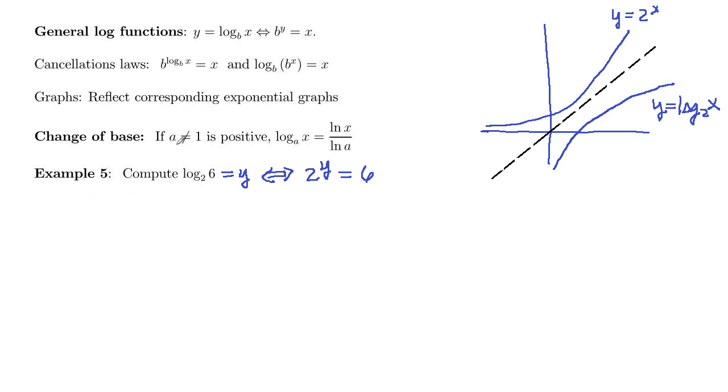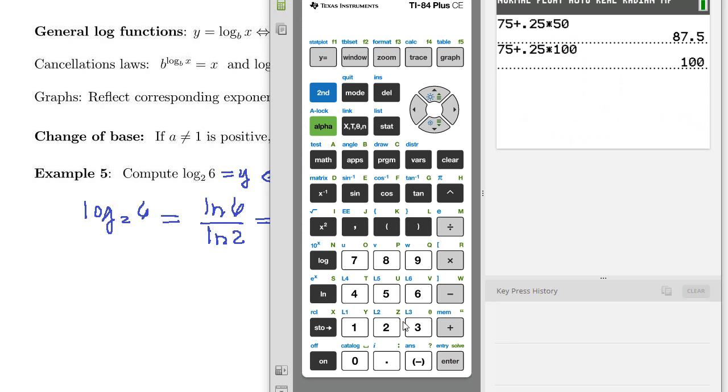However, if a is not equal to 1, so it's not base 1, and it's positive, then log base a of x, you can just do the log of x divided by the log of the base. So for example here, log base 2 of 6, you can just do ln of 6 divided by ln of the base, 2. And this we can compute pretty easily. Let's go ahead and do that.